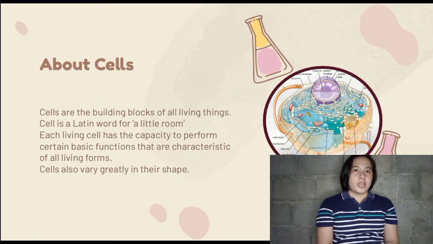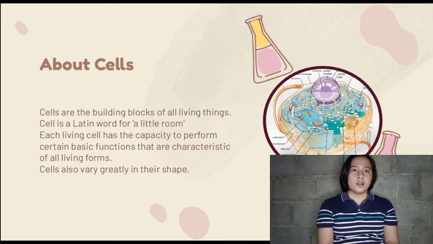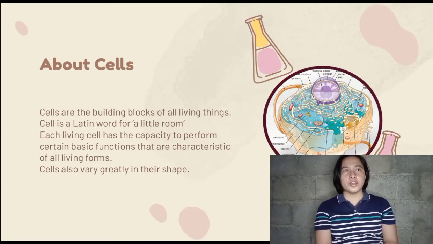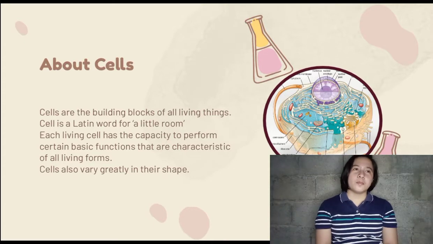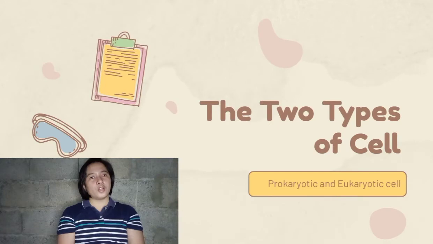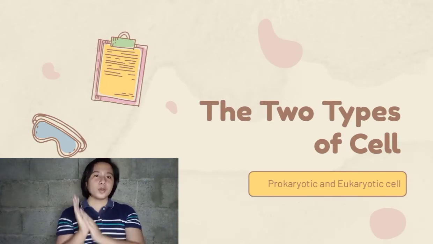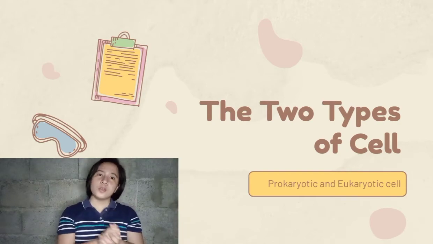Cells may also vary in shape. They may be disc-like, polygonal, columnar, cuboid, thread-like, or even irregular. The shape of the cell may vary with the function they perform. Let's move on to the two types of cells, which are the prokaryotes and the eukaryotes.